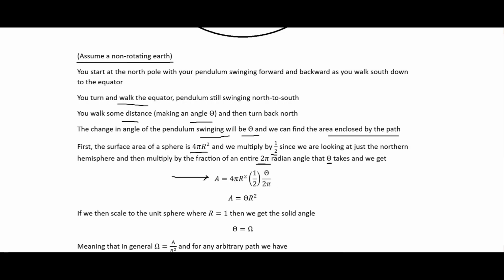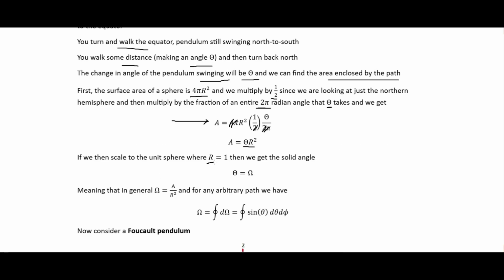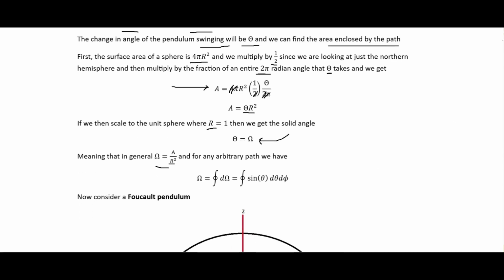And then when we cancel things out, the pi will cancel with that pi, and so we just get this theta r squared. But if we take this to the unit sphere where our radius in all directions is 1, then we get this. But in general, the omega here is going to be equal to the area divided by r squared, and so that is actually our solid angle that I discussed in a previous video.